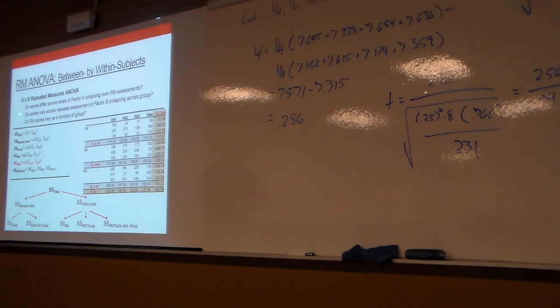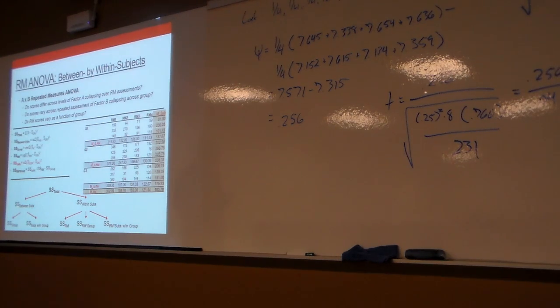We also get a main effect, and this is going to be your main effect of your between subjects factor. Do scores vary across repeated assessments of factor B, collapsing across group? This is your main effect of your repeated measure. So irrespective of what unit you're on, do we see changes or variability in the repeated assessments over time? So if we ignore the unit that you're on and just group everybody together, do we still see changes over time? And then we've got our interaction.